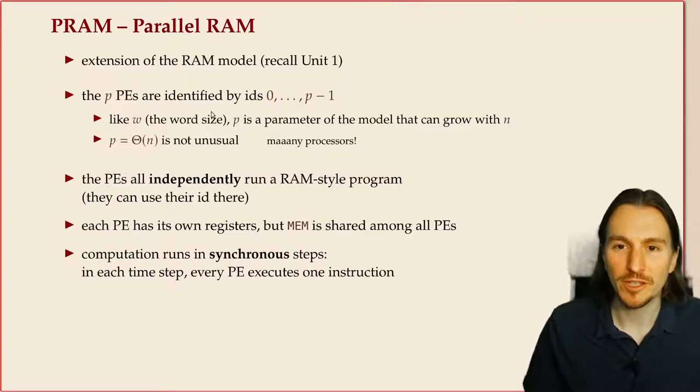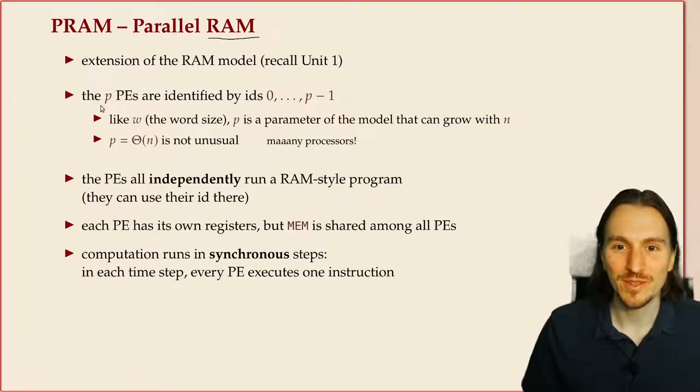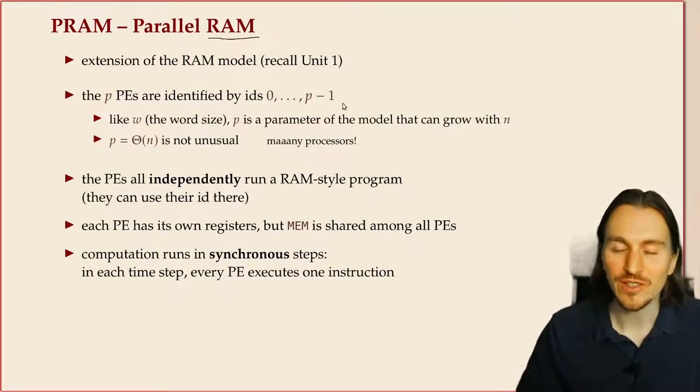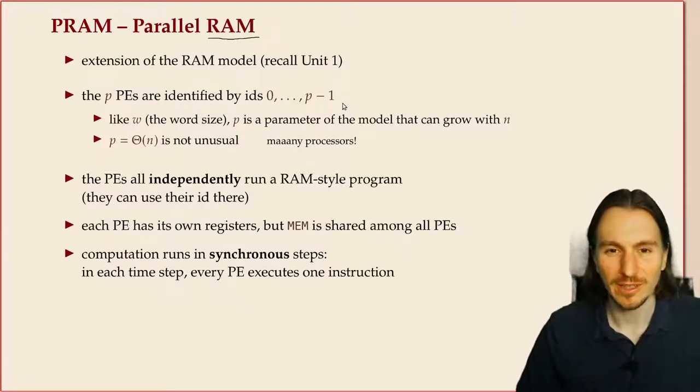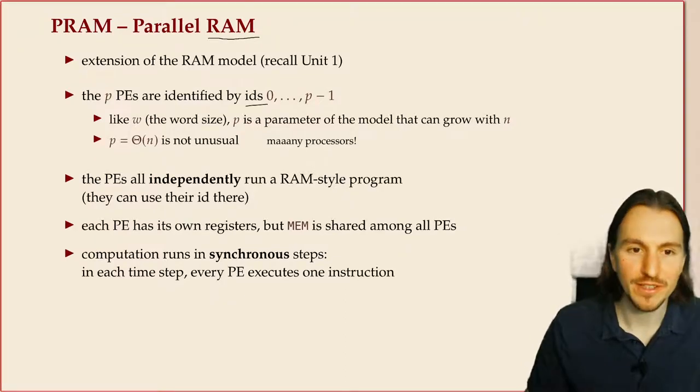And the formal model now is the PRAM. It's the parallel random access machine. You know by now what the RAM is. If not, refresh your memory in unit one. What the PRAM adds to this is that there are P such processing elements, and each is essentially a RAM computer. What's important is that these individual processing elements are identified with IDs. And we can use these IDs in code, and we can compute with them. Again, it will become much clearer when you see an example. But it's important that they have an identity.